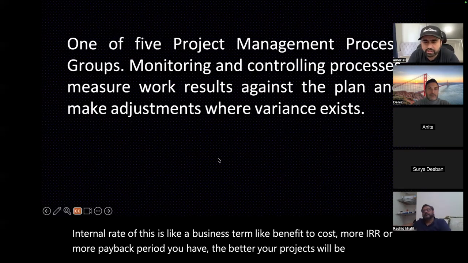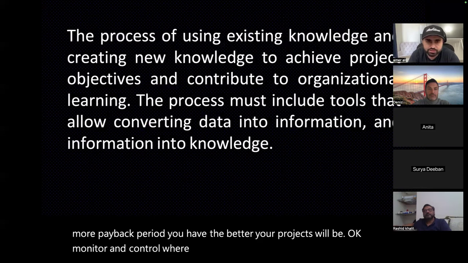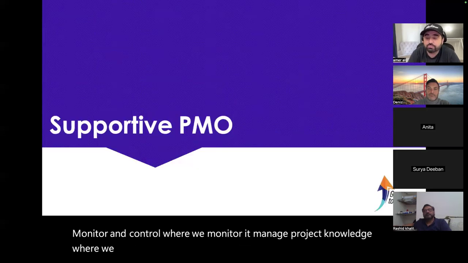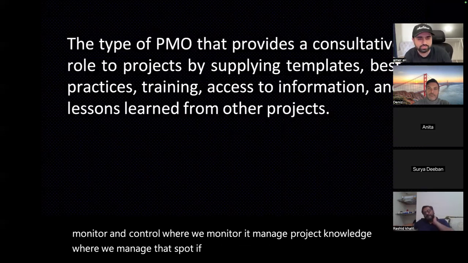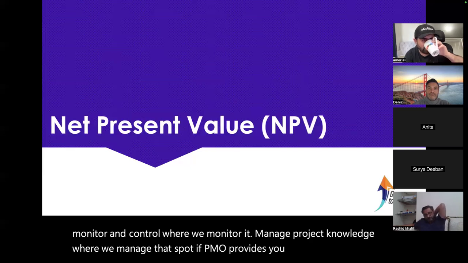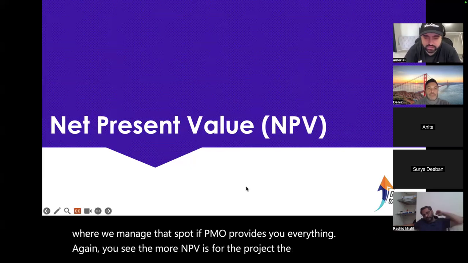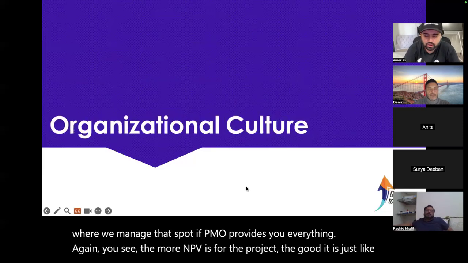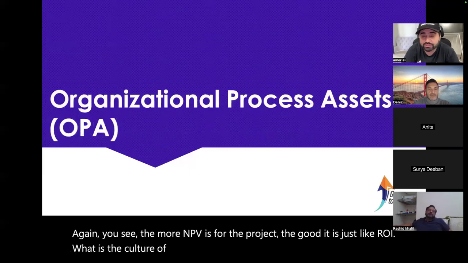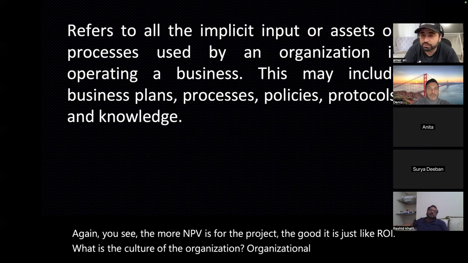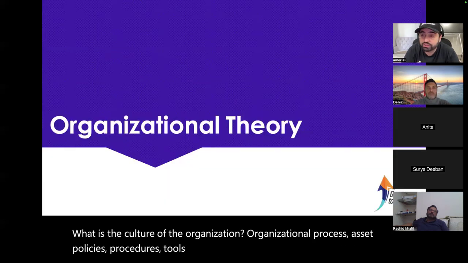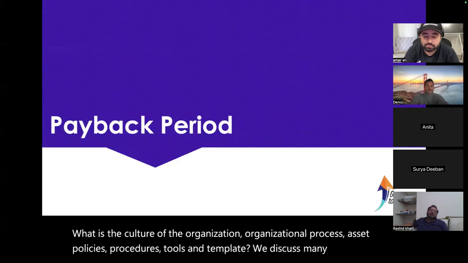Okay. Monitor and control, where we monitor. Manage project knowledge, where we manage that. Sponsor, PMO provides you everything. Again, the more NPV for the project, the better it is, just like ROI. What is the culture of the organization? Organizational process assets: policies, procedures, tools, and templates. We discussed many theories. Payback period, when you can get your money back.